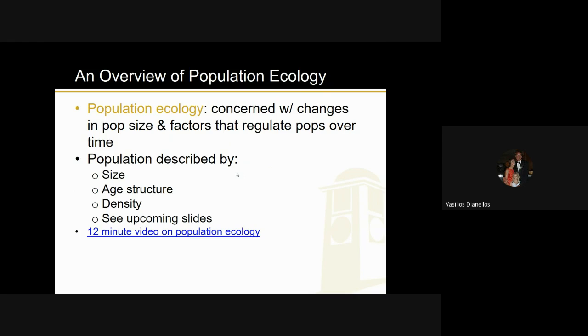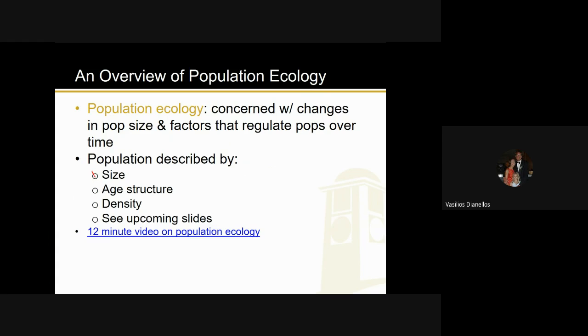Does it grow? Does it shrink? Does it stay the same? And what's making that population grow, shrink, or stay the same? We describe populations in a few ways. You don't need to write this down yet because we'll be discussing them separately. But the three ways we describe populations are the size.